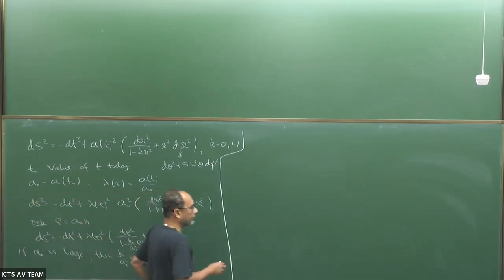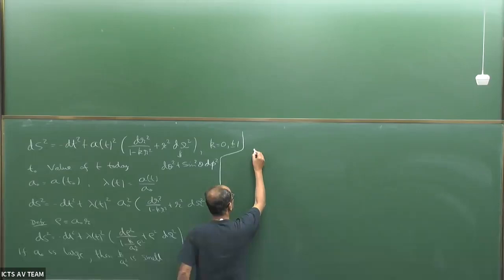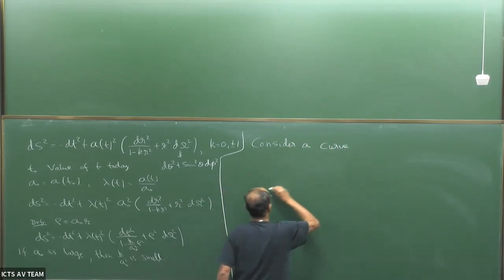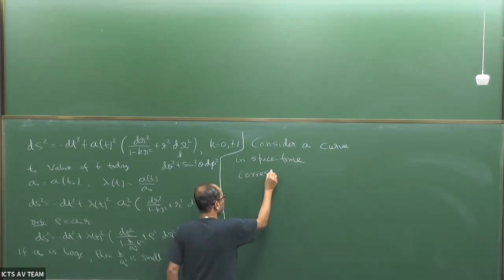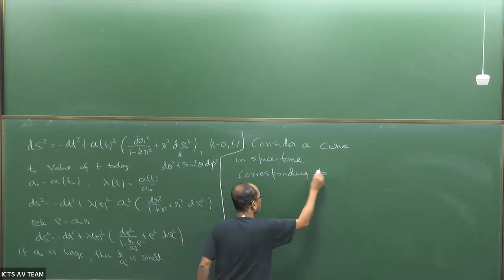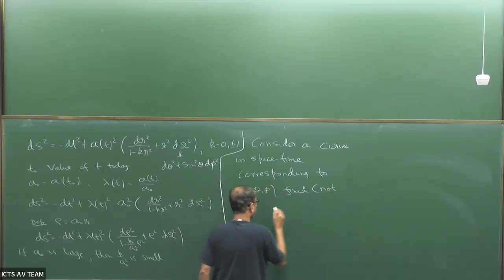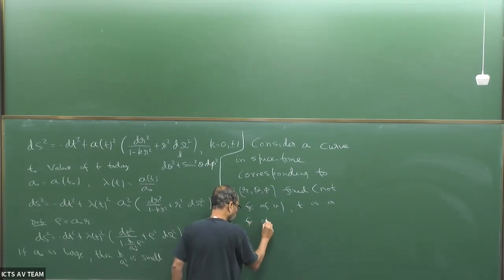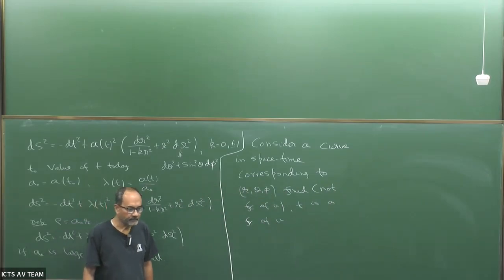Now, I talked about some geodesics last time. Let me now describe a specific class of geodesics. So let's consider a curve in space-time corresponding to r, theta, phi fixed. That means not functions of u, and t is a function of u. That's a curve. I am not claiming at this stage that this is a geodesic. So is it clear what kind of curve this means?